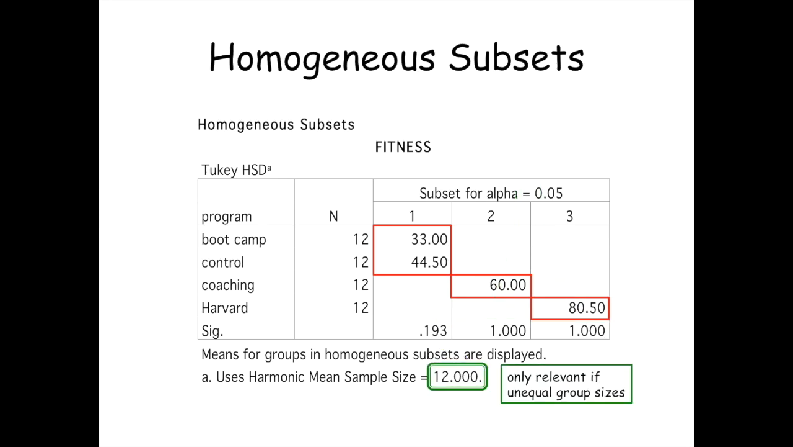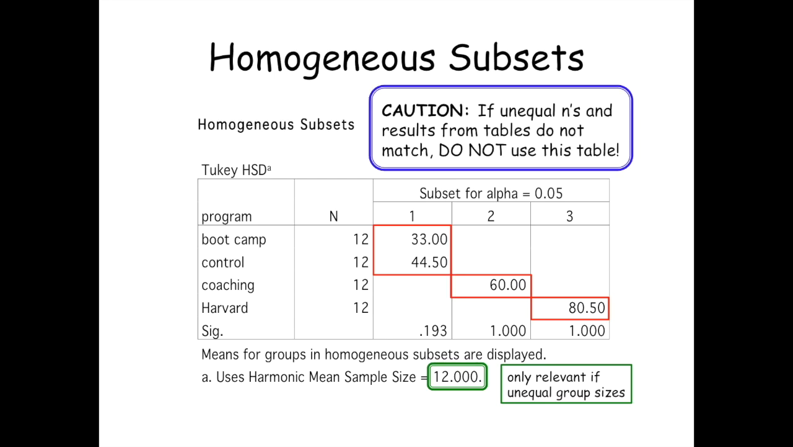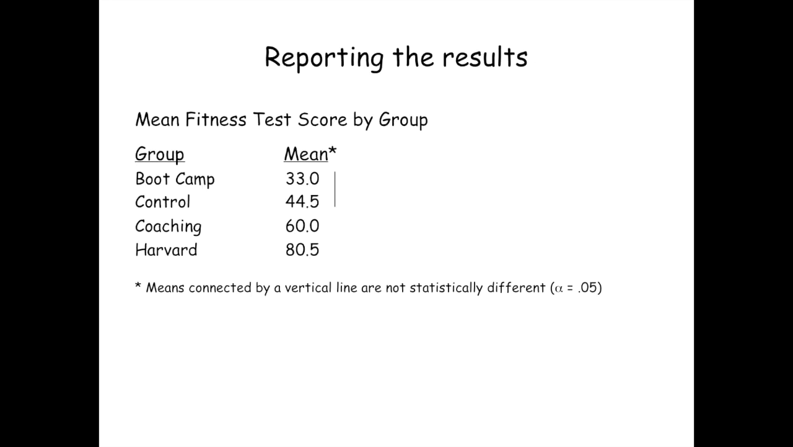The bottom of this table will always tell you that a harmonic mean sample size was used. If the sample sizes are equal, this footnote can be ignored. However, if the sample sizes are not equal, results from this table and the multiple comparison table may not match. When this is the case, the multiple comparison table is more accurate, and the homogeneous subsets results should not be interpreted. The table reporting the multiple comparison results is taken straight from the table of homogeneous subgroups.